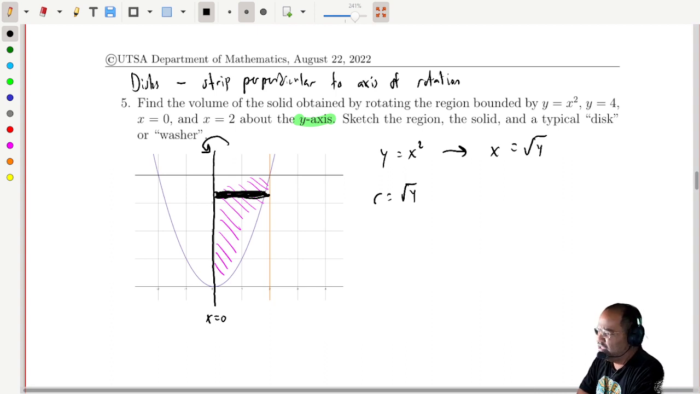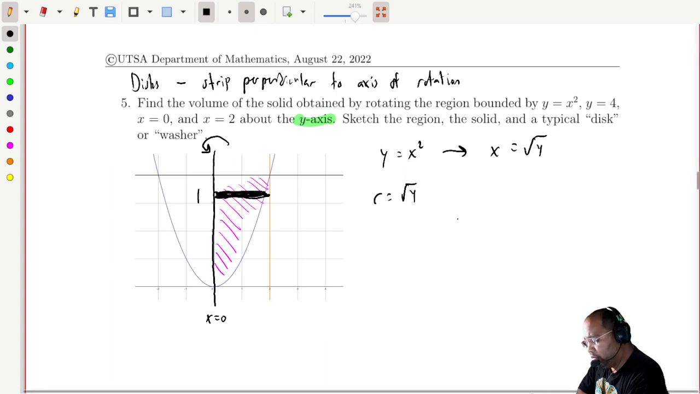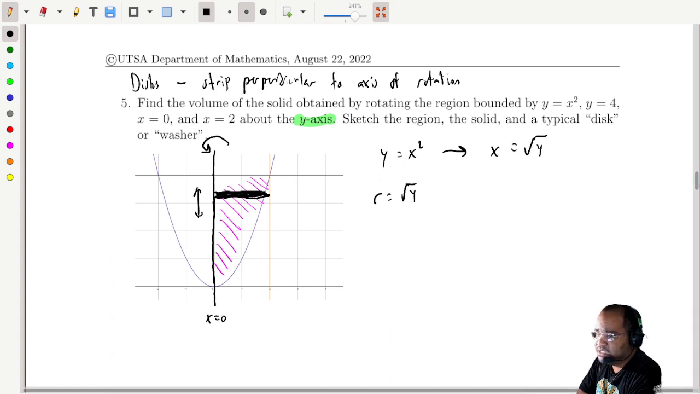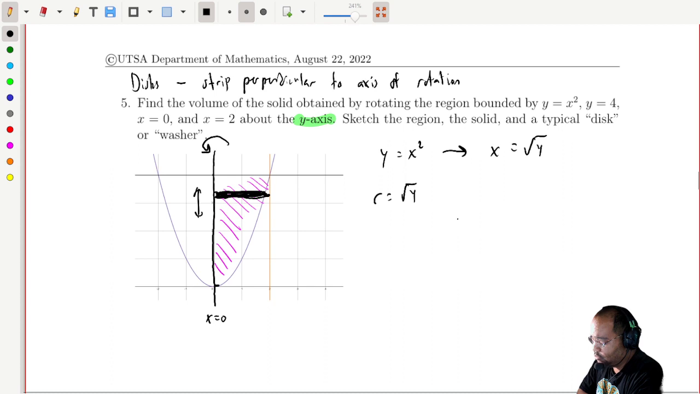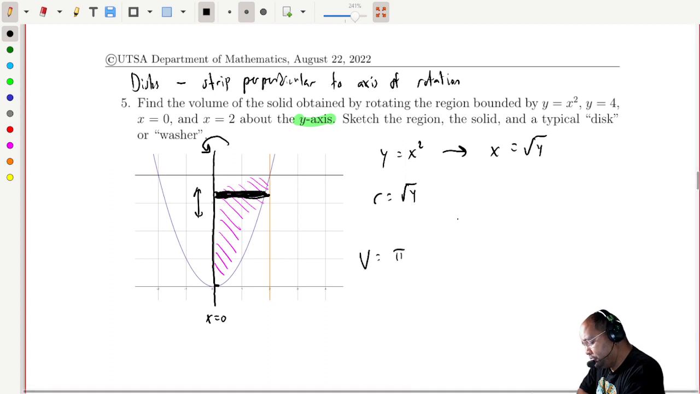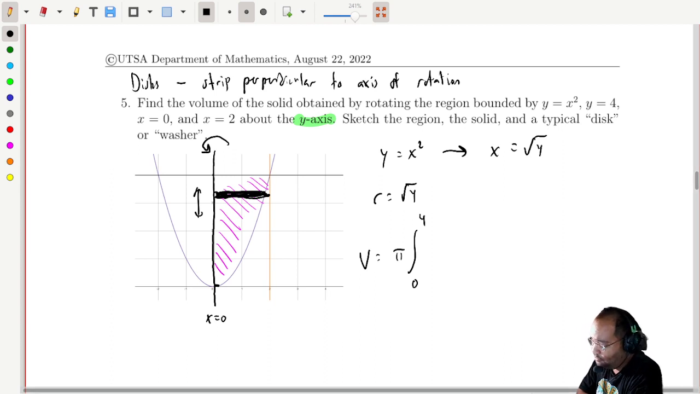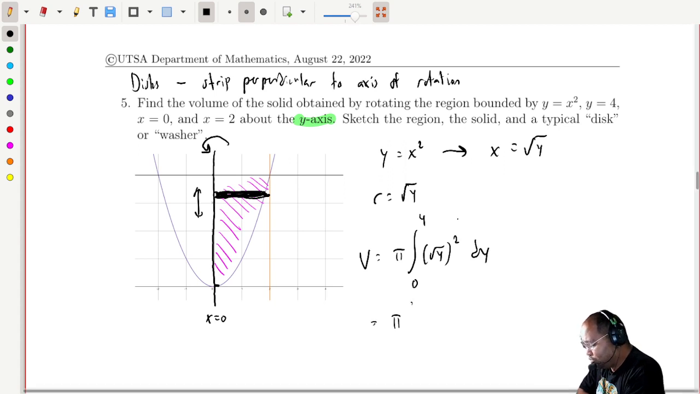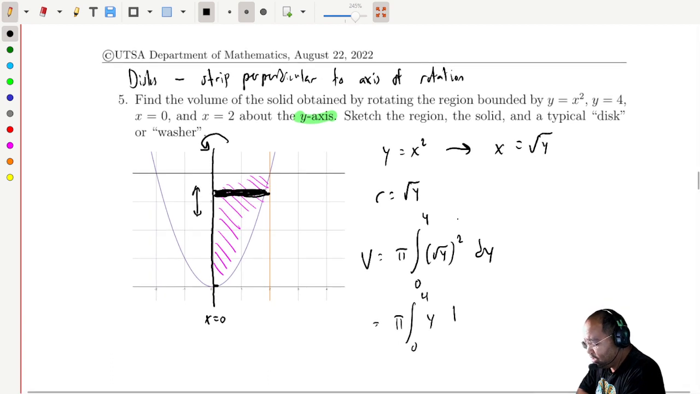And now what's our integral going to look like? Well, remember that this strip moves up and down. So the lowest y value here is at y equals 0. The largest is at the top here, y equals 4. So the volume is pretty simple: pi times the radius squared. We're going to integrate from 0 to 4. The radius here is square root y. Square that. Well, the square root of y squared is just y. This integral is just nice: y dy.